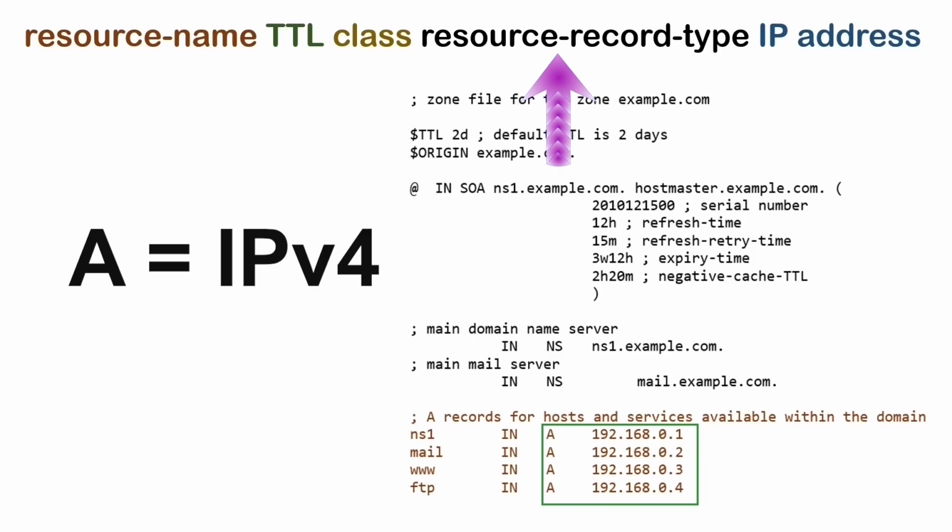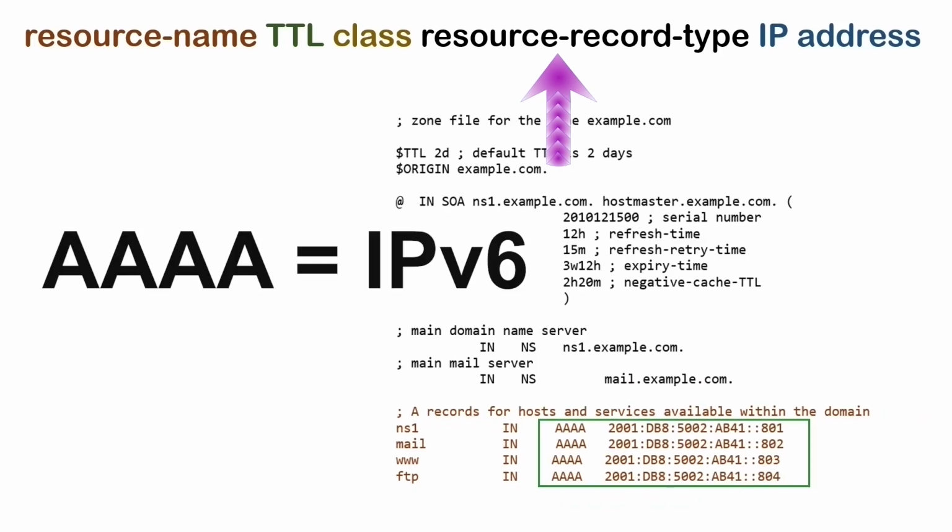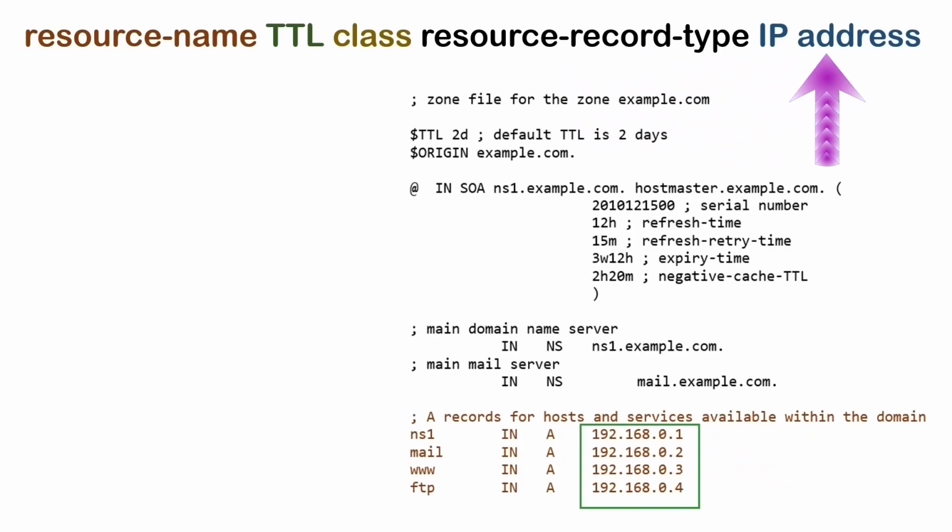The A record maps an IPv4 address with the name of a host or a service. The AAAA record maps an IPv6 address with the name of a host or a service. The IP address field defines the IP address we want to map with the name defined in the name field.